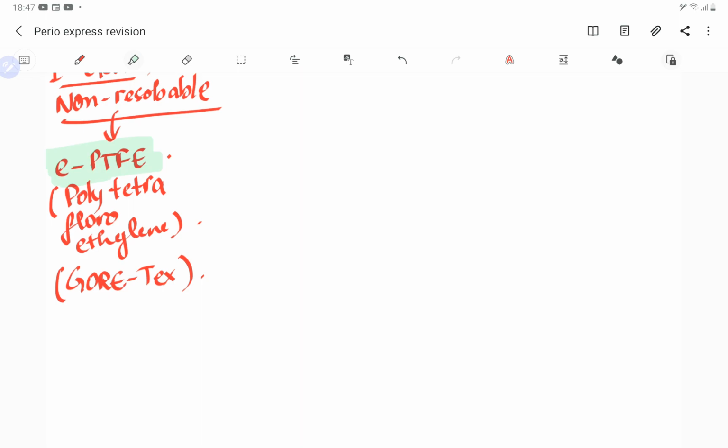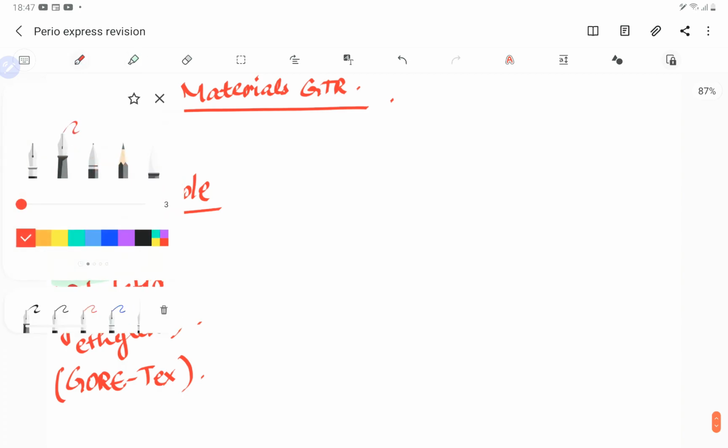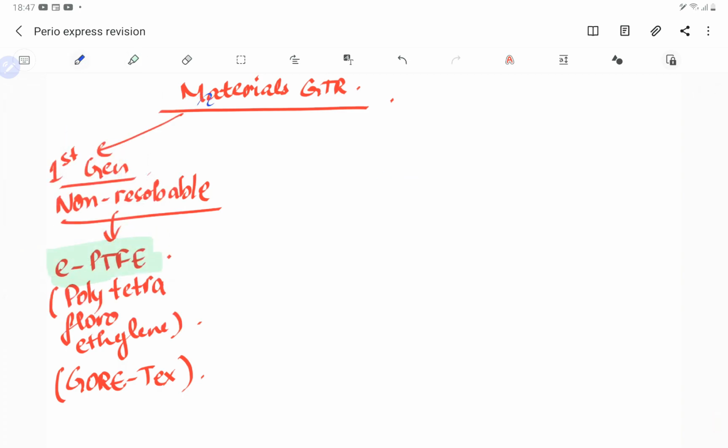Also guys, this expanded polytetrafluoroethylene, EPTFE, also comes with titanium meshwork, so that if there is a second surgery, a second removal, there are fewer chances of infection. So it comes with a titanium membrane as well. So this is the first generation. Now let's talk about, guys, the second generation. The second generation is our resorbable, the bioresorbable.